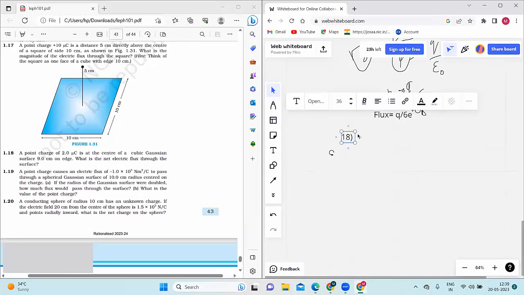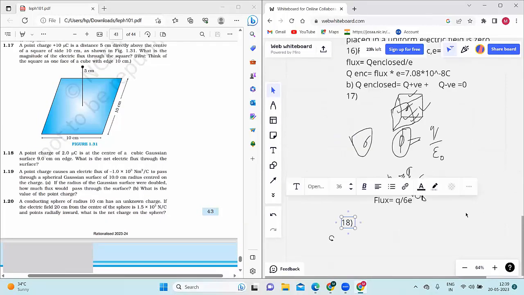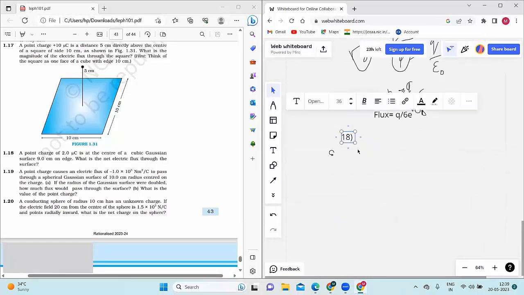So by using the superposition principle, we find out the flux linked with the square surface, square face. A point charge Q at the center of a cube Gaussian surface, 9 centimeters on each edge. What is the net electric flux through the surface? As the charge of 2 microcoulomb is present, given charge Q equal to 2 microcoulomb.